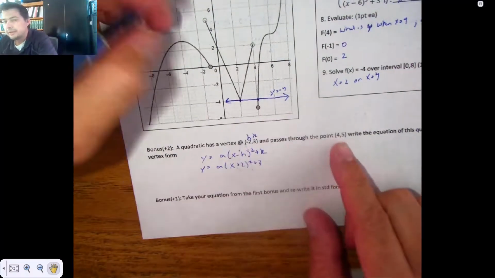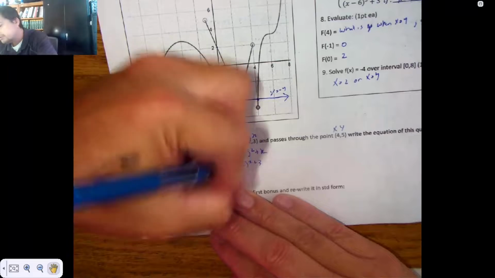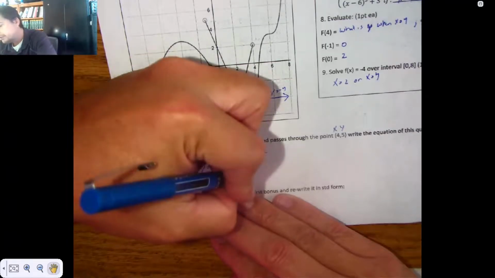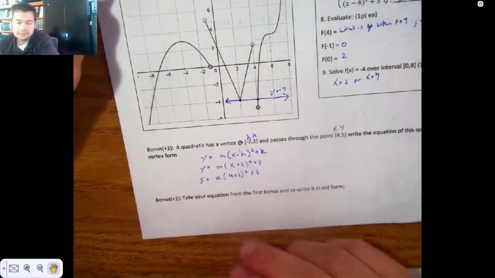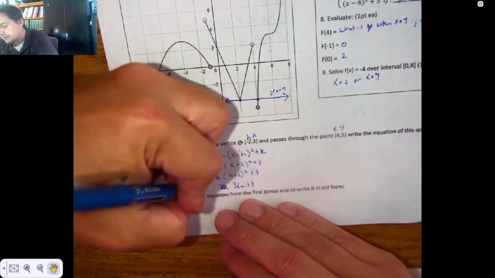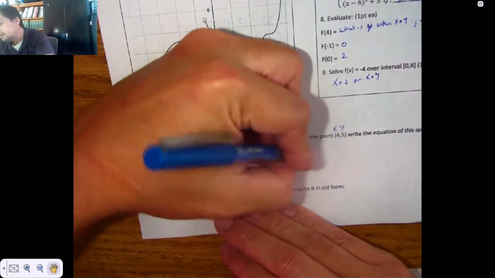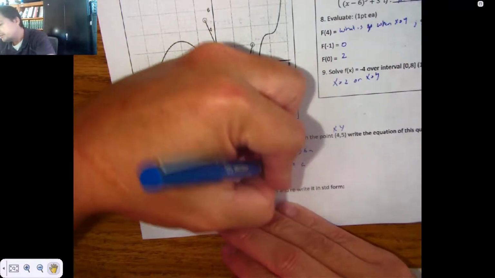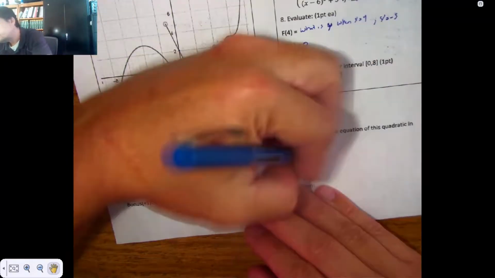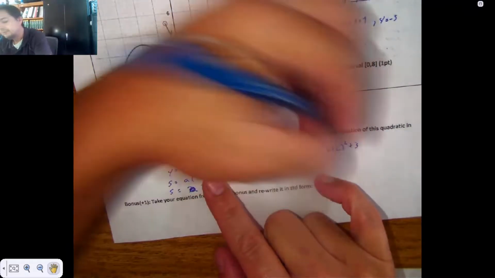Then I'm going to go over here, and I'm going to plug in this 4, 5, because then I'll be able to find a. So y is 5. It must be equal to a times (4 plus 2) squared plus 3. 4 plus 2 is 6. 6 squared is 36. So 5 is equal to 36a plus 3. Subtract the 3. 2 is 36a. Divide by 36, and my a value is 1/18. So my equation is y equals 1/18, going back to that line right there, (x plus 2) all squared plus 3.